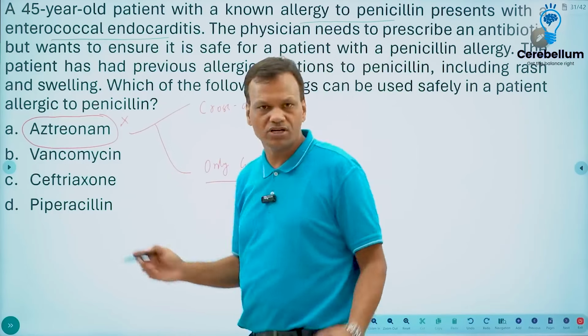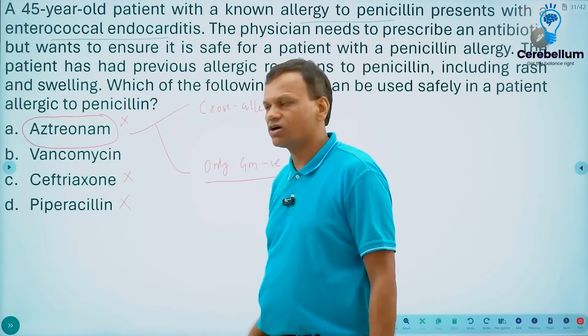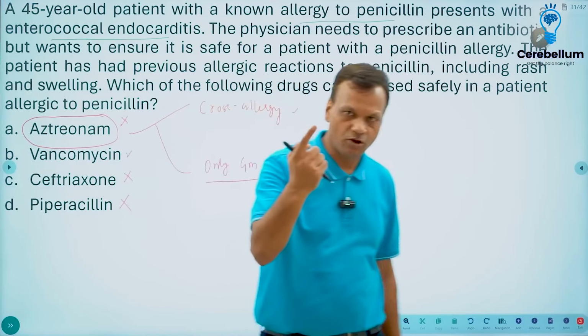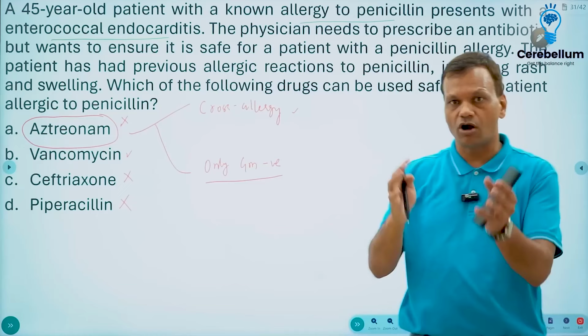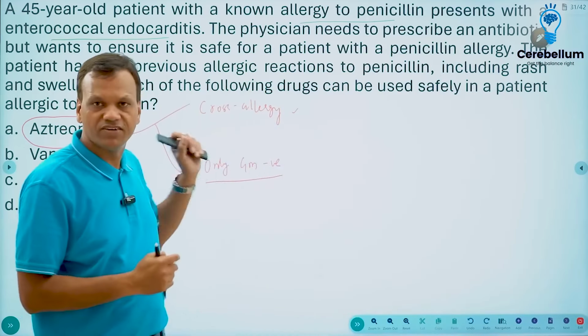Then ceftriaxone is a beta-lactam. So it will cause allergy. Piperacillin is a penicillin. It will cause allergy. So these are ruled out. So answer is vancomycin. Remember, number one, vancomycin is not a beta-lactam. Because it is not a beta-lactam, there will be no cross allergy obviously. So vancomycin is safe in this patient.